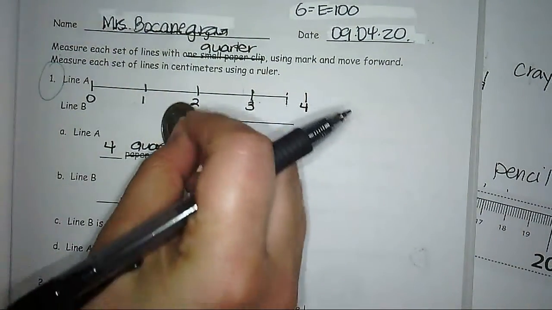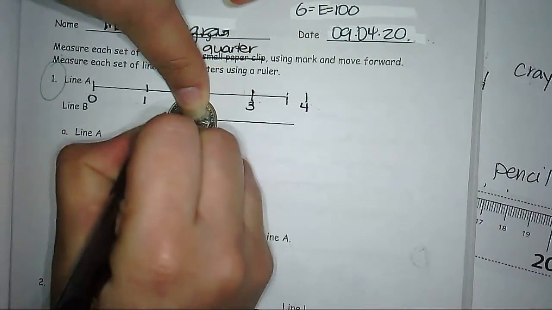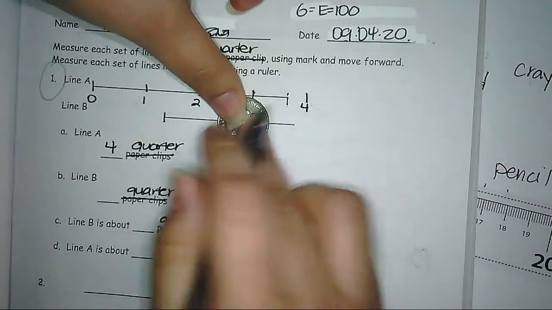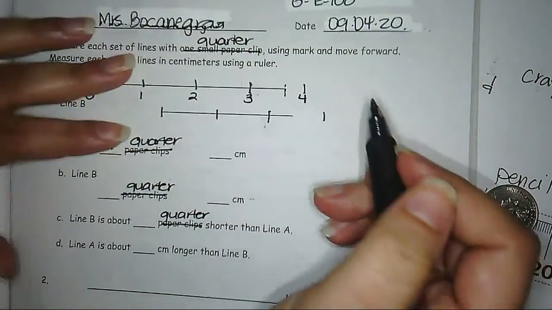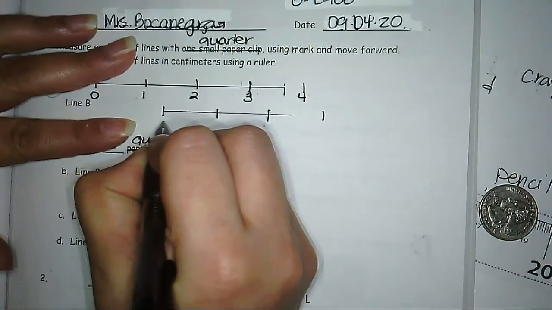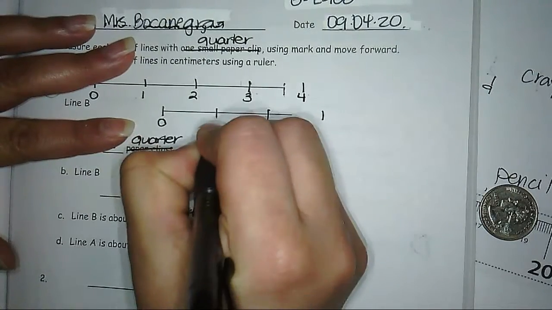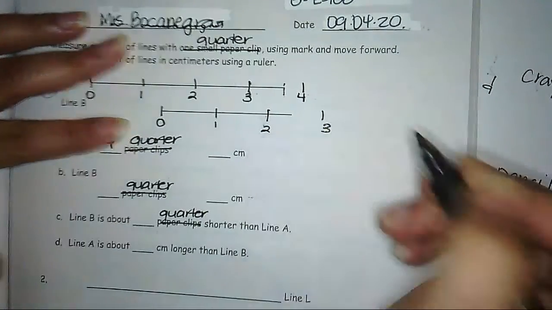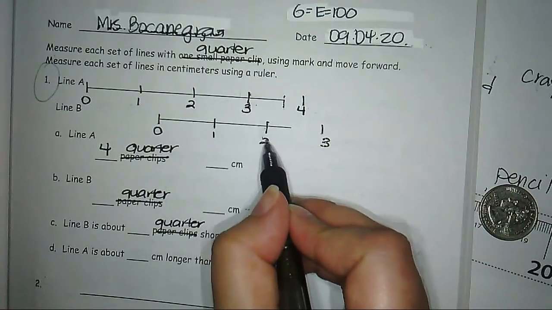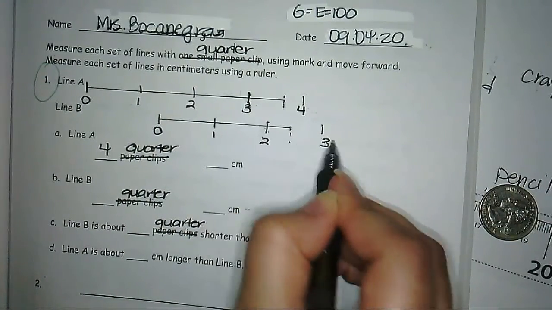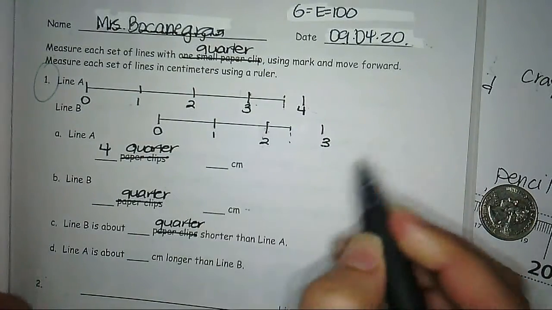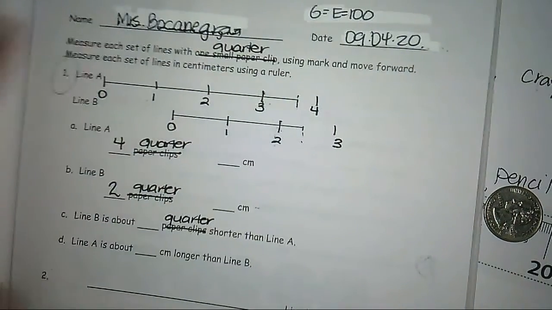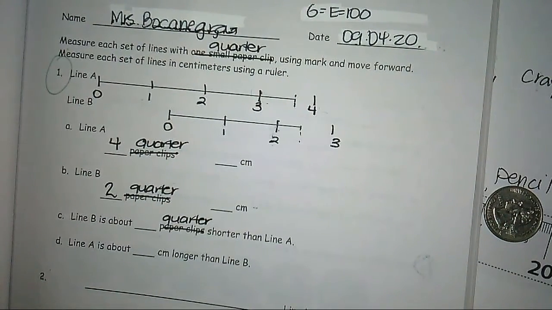Now let's measure line B using the quarter again. I start and I make my first hash mark and go. Ready? I put, what number goes here? Yeah, 0, 1, 2, and 3. Look at this. This is between the numbers 2 and 3, but I notice that it's closer to the number 2, so I'm going to put a number 2 here. Now I'm done measuring with the quarters.